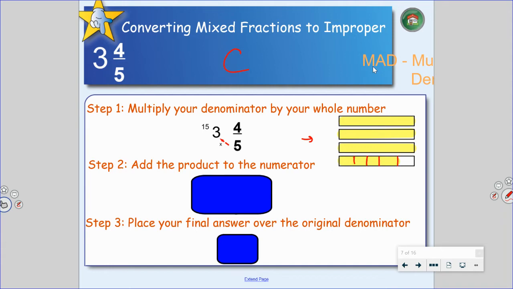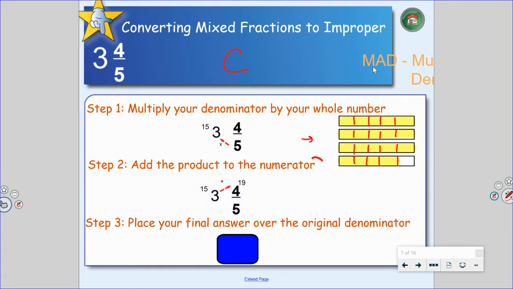Now, why do we multiply 3 times 5? Because we quite literally will be cutting up those 3 wholes into 5 slices each. And so a little disappearing ink here, 1, 2, 3, 4, 5 makes a whole. 6, 7, 8, 9, and 10, 11, 12, 13, 14. That's where the 15 comes from. Not some silly Concord C, not some mad acronym. So we then have 15 pieces, but of course, don't forget to add the numerator. And why is that? Because you still have 4 more slices. So put the 15 slices together with the 4 slices, you now have 19 slices out of 5.